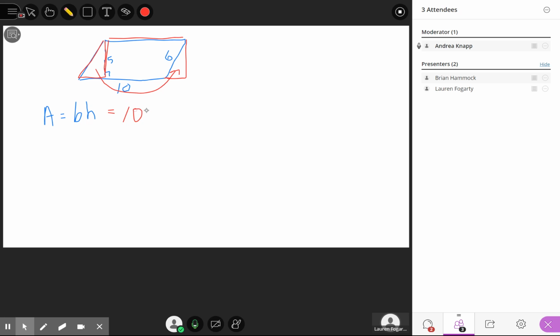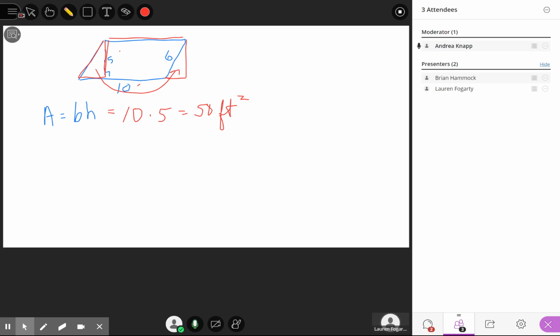Just take our base times our height, and if this is feet, the area would be 50 square feet. So whether your shape is a rectangle or a tilted rectangle, a parallelogram now, that area is still 50 square feet.